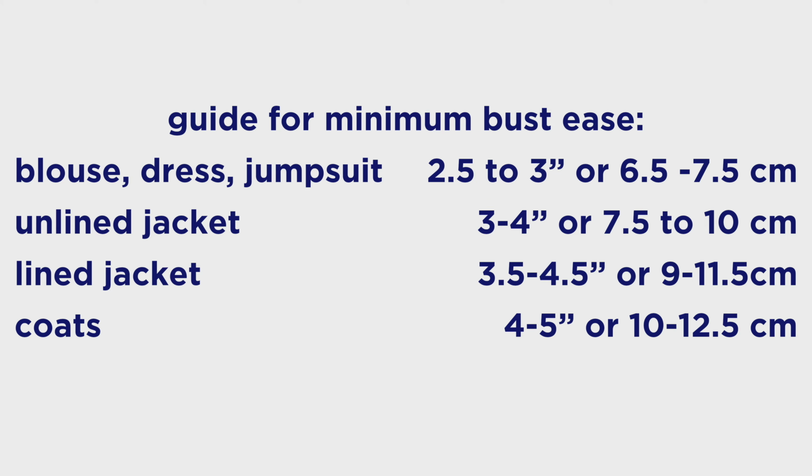Here's a guide for minimum bust ease. For blouses, dresses, jumpsuits, 2.5 to 3 inches or 6.5 to 7.5 centimeters. Unlined jacket, 3 to 4 inches or 7.5 to 10 centimeters. Lined jacket, 3.5 to 4.5 inches or 9 to 11.5 centimeters. Coats, 4 to 5 inches or 10 to 12.5 centimeters. So know what amount of ease you need or you want, and add that to your body measurement. Compare against the finished garment measurements if the pattern provides them. If not, write them down and we're going to measure the pattern.